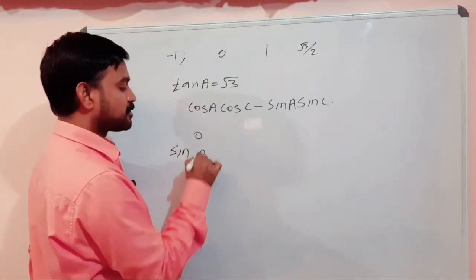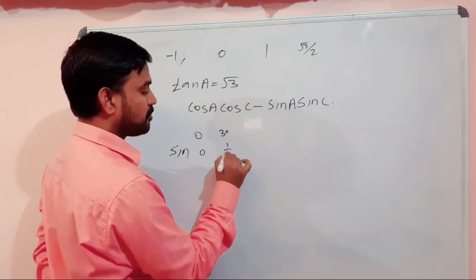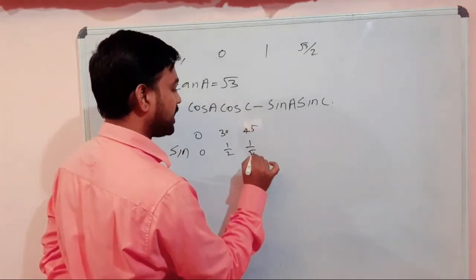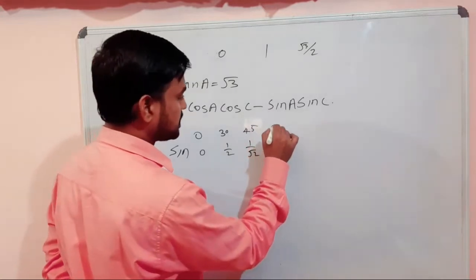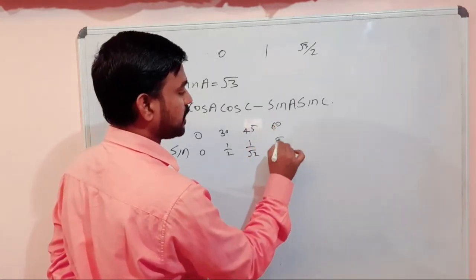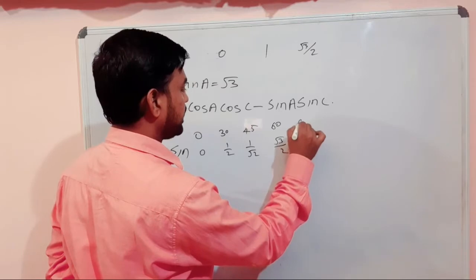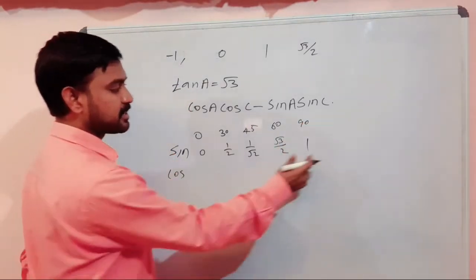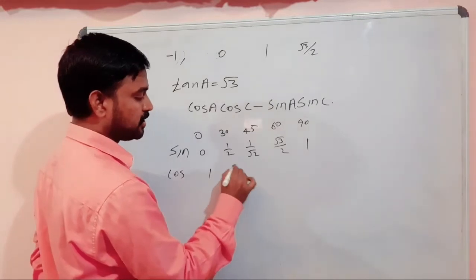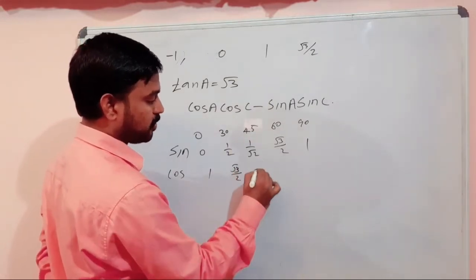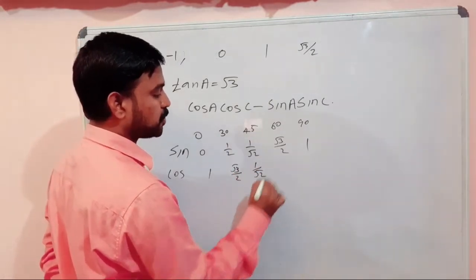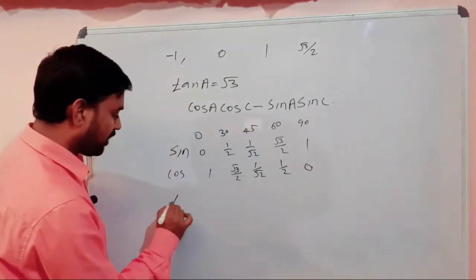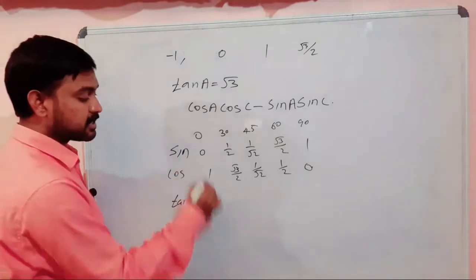Sin 0 is equal to 0, sin 30 is equal to 1 by 2, sin 45 is equal to 1 by root 2, and we studied that sin 60 is equal to root 3 by 2 and sin 90 is equal to 1. Similarly, the cos values we studied are in reverse order: 1, root 3 by 2, and cos 45 is equal to 1 by root 2, cos 60 is equal to 1 by 2, and 0.